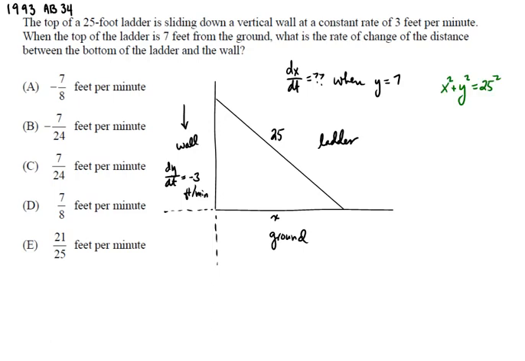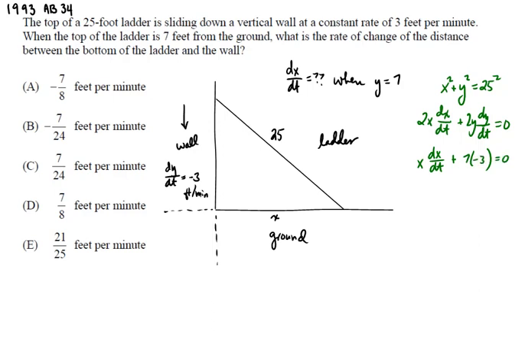And so that would be x squared plus y squared is 25 squared. We're going to differentiate both sides with respect to t. We get 2x dx/dt plus 2y dy/dt is equal to 0. Our goal is to solve for dx/dt, and we can divide through both sides by 2. We plug in y is equal to 7, dy/dt is negative 3. That's got to equal 0.